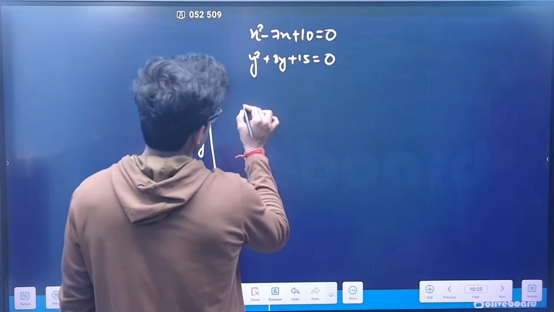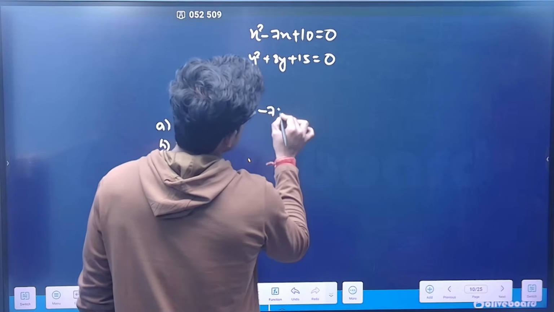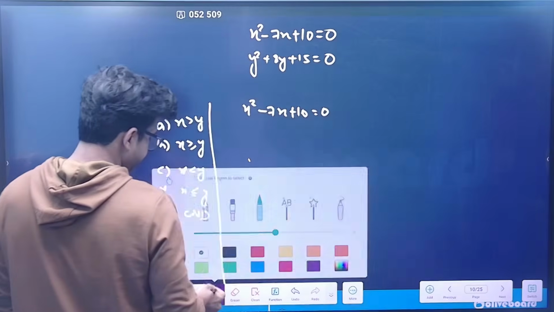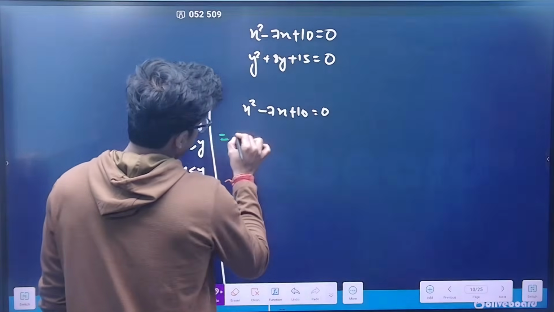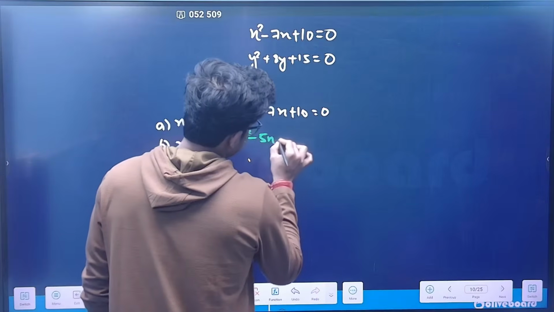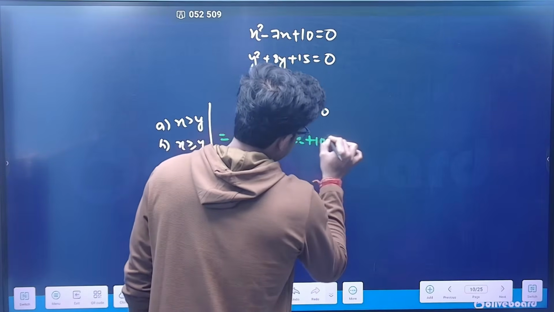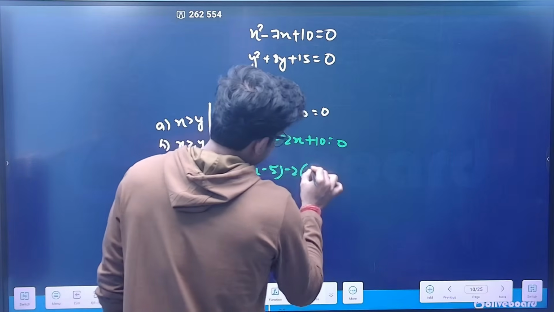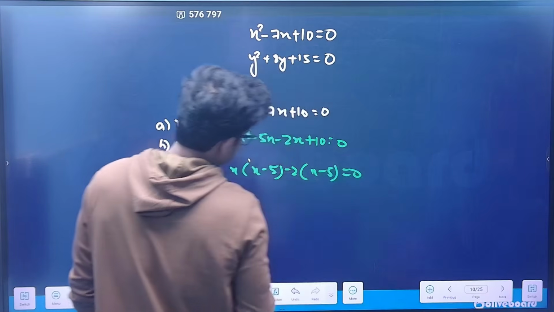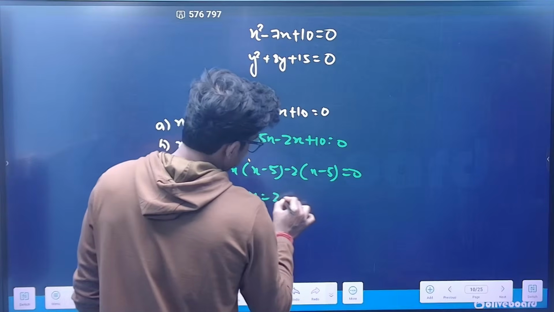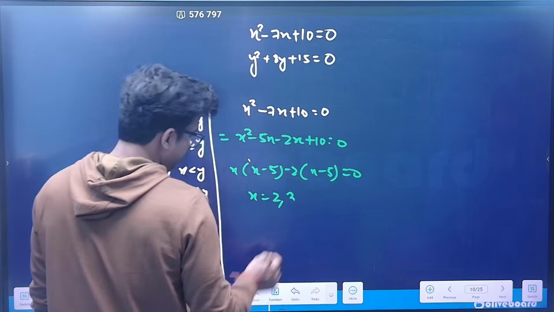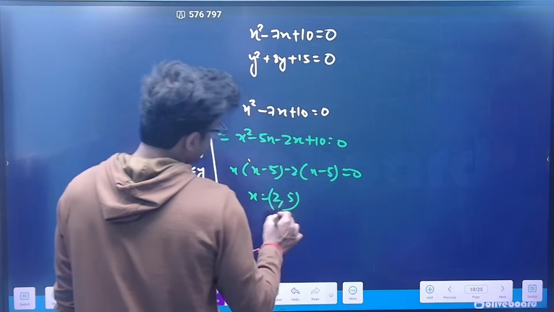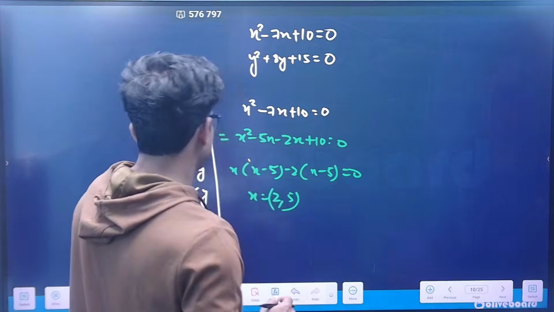Let's take x square minus 7x plus 10 equals 0. So you can break it out: x square minus 5x minus 2x plus 10 is equal to 0. From here x taken out, x minus 5, minus 2 taken out, x minus 5 is equal to 0. From here the value of x is 2 and the value of x is 5. This is the first way which we did in the class, right? Now there is no point of doing this, but I'm just solving this for you.